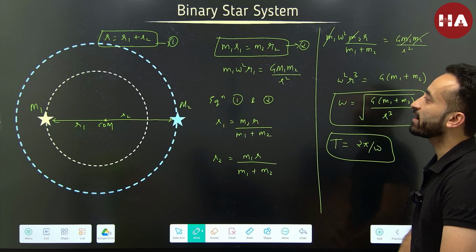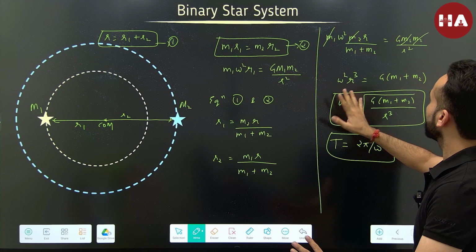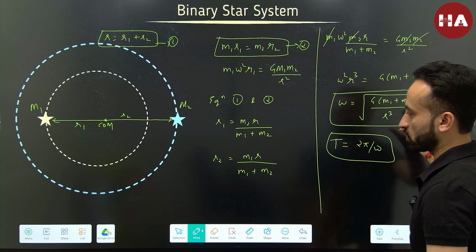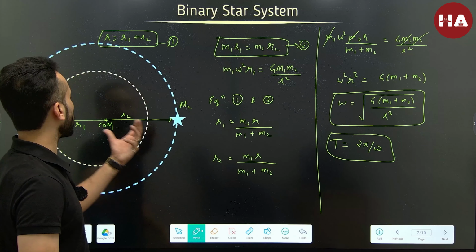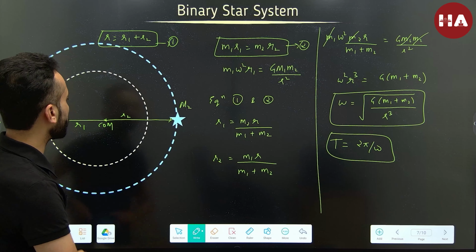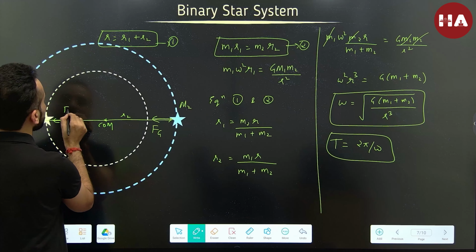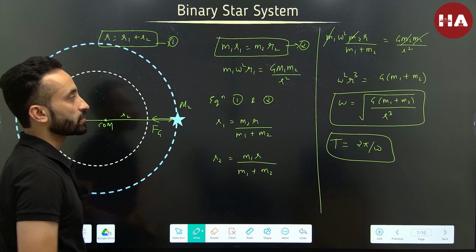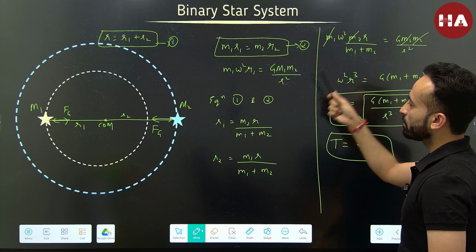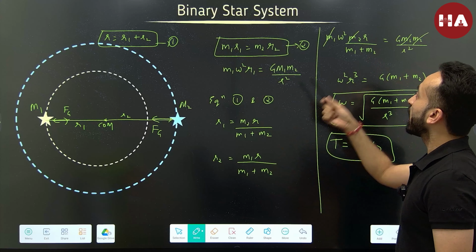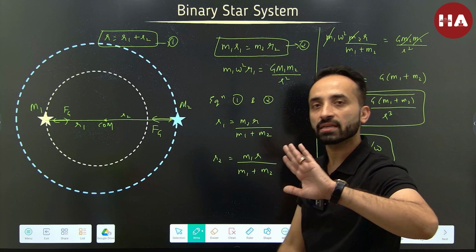Why do they have the same angular speed? Because when I wrote this equation, ultimately I got a symmetric function. So think of it like that: what if I had written this equation for m2? Then also I would have written that the gravitational force is providing the necessary centripetal force, right? So in that case I would have written m2 omega square r2, and when we put the values again, m1 m2 and m1 m2 would have cancelled out.